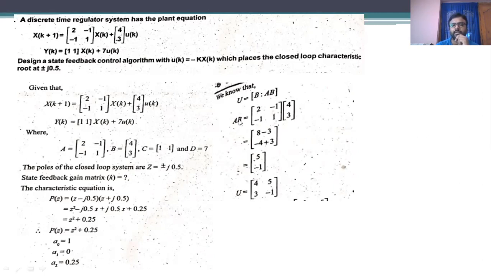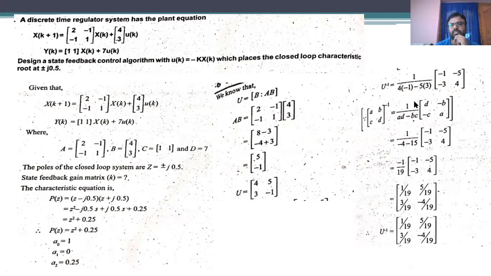AB is obtained by multiplying the A matrix into B, and we get a column matrix consisting of the elements 5 and minus 1. Therefore, the controllability matrix has B matrix, 4 and 3, and AB matrix, 5 and minus 1. After that, we need to determine the inverse of this controllability matrix.